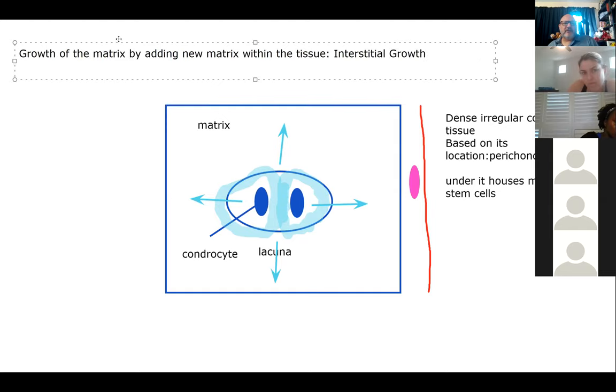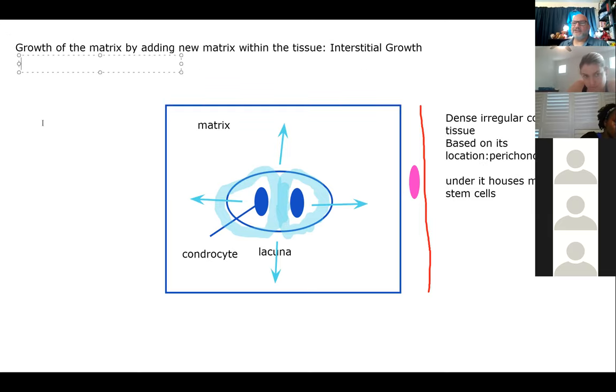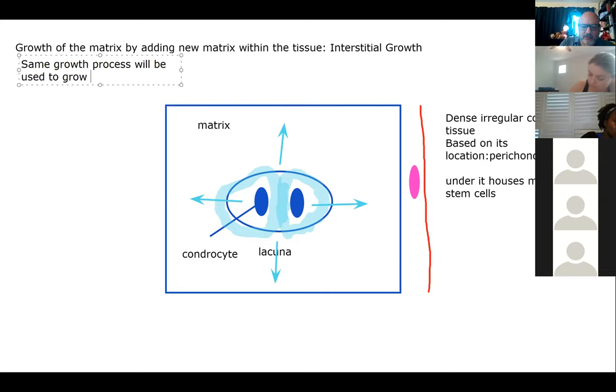So this adding of new matrix from within the tissue, expanding the tissue from within, we call interstitial growth. And as I mentioned, life is lazy. Once it knows how to do a process, it's going to use that process again and again. This same growth process will be used to grow the bones in length.